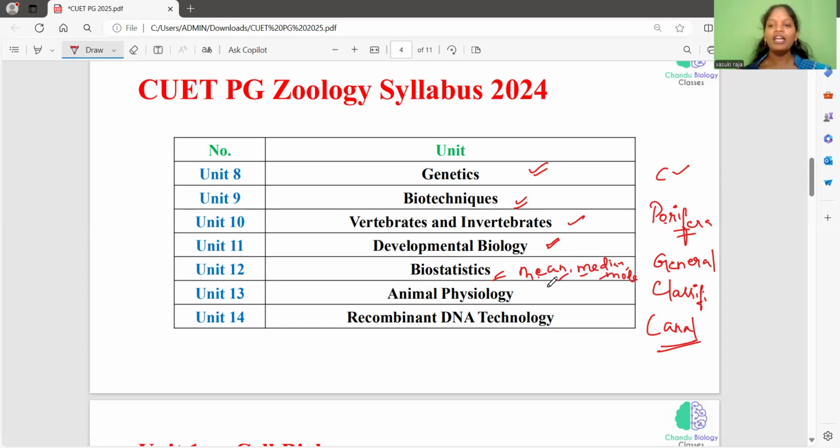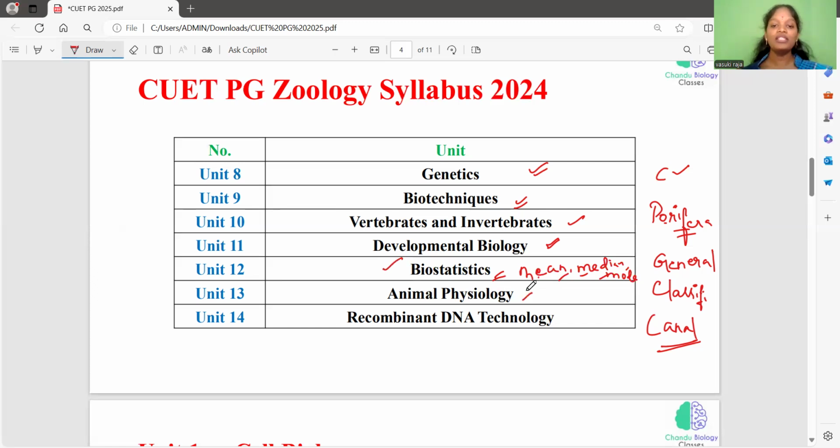After finishing that, you have to focus on the formulas, and after that you have to read about the standard deviation. These are all the topics which you have to focus on first when you start reading biostat, because these are all the less important unit. Okay, and animal physiology.